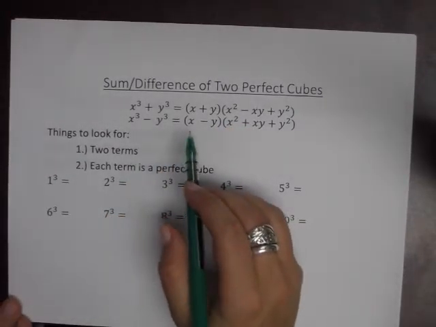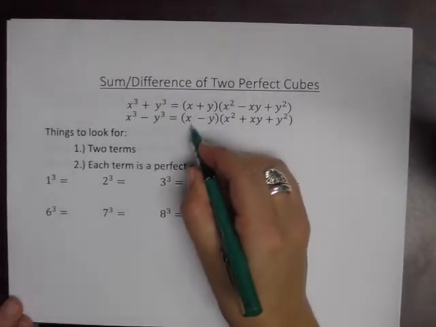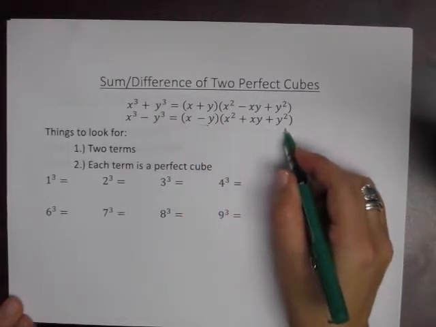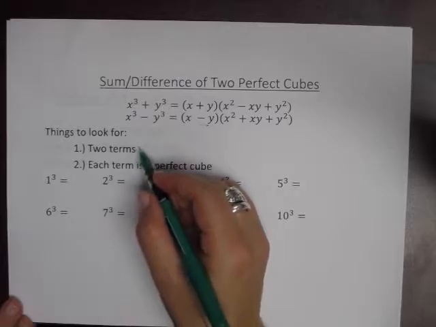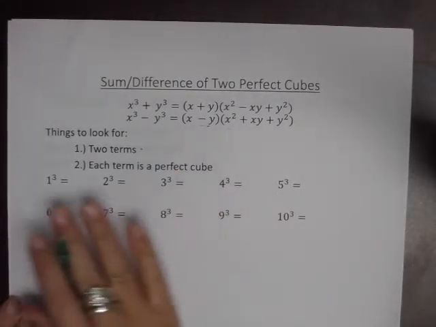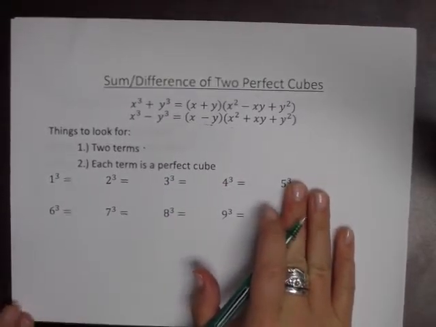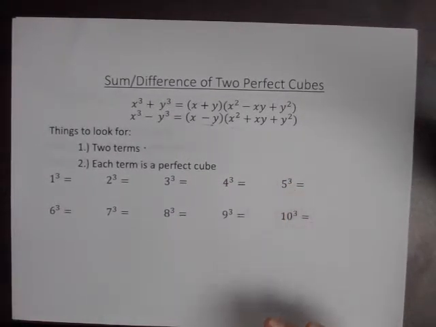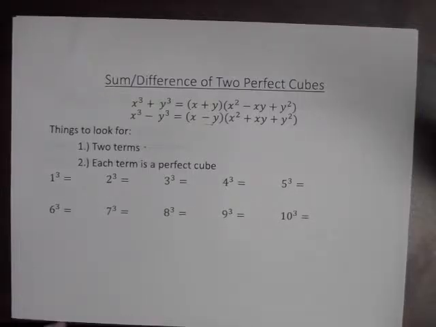Alright, so whenever you have cubes, you're going to have some type of binomial times some type of trinomial. So what you look for is two terms, and each term is a perfect cube. So what we need to do is figure out what our perfect cubes are. So we're going to write those out really quickly. And I would highly suggest before you start this homework assignment that you write out all your perfect squares and you write out your perfect cubes.